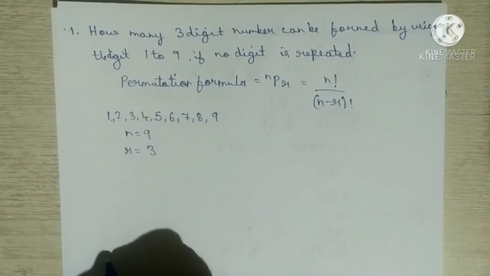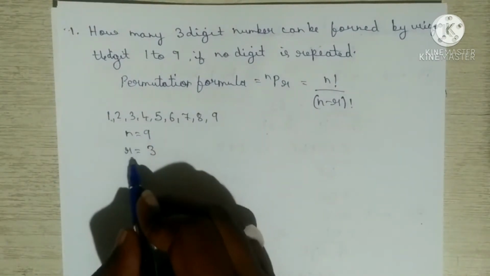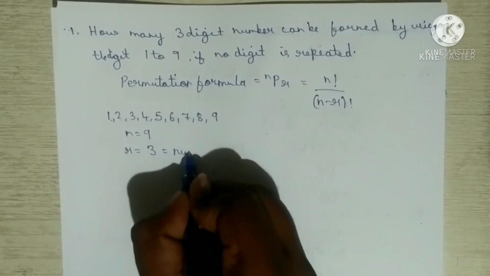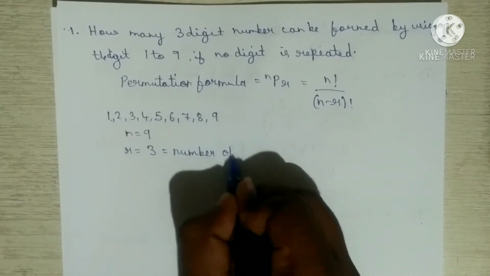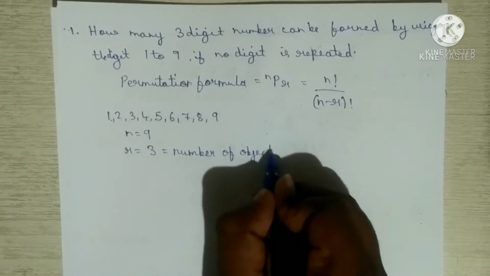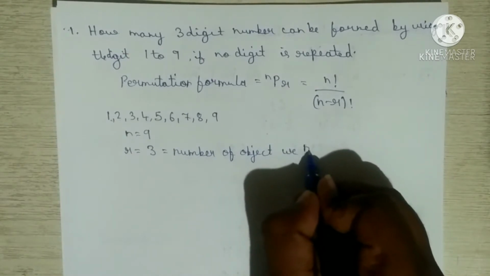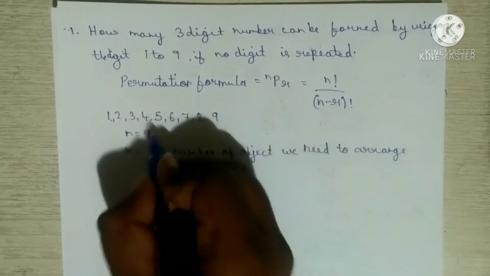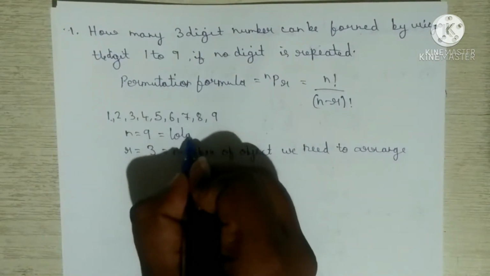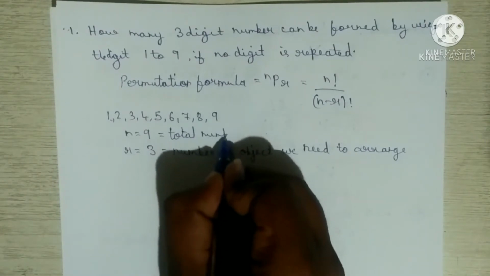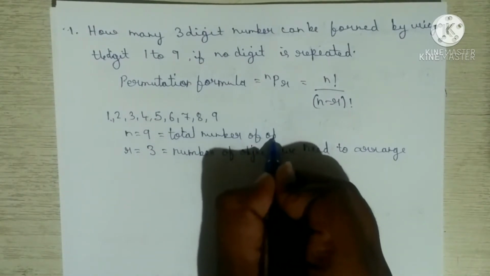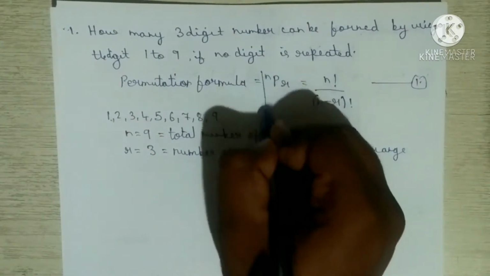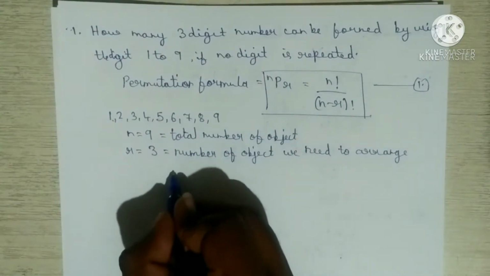We need to find 9P3. Substitute n is equal to 9, r is equal to 3, where r is the number of objects we need to arrange and n is the total number of objects. Substitute in the formula. Let this be equation number 1.